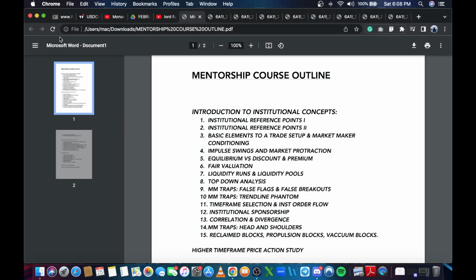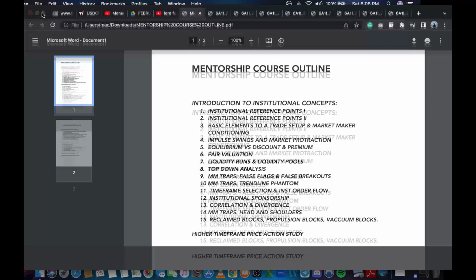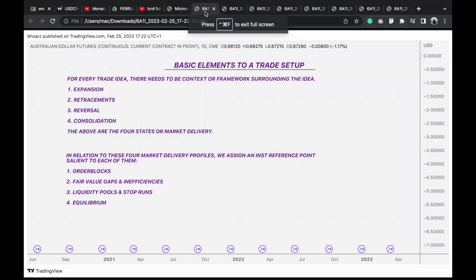On this lesson we're going to talk about basic elements, so a trade setup and market maker conditioning. Alright, so we're going to discuss basic elements, so trade setup.